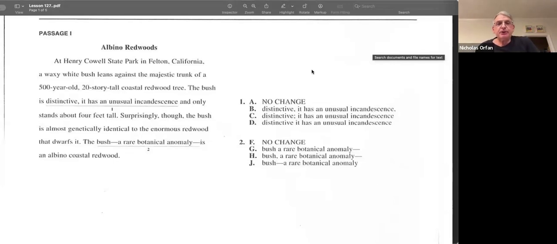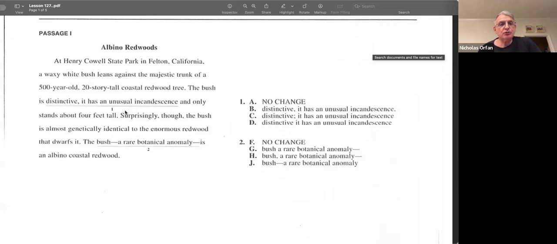At Henry Cowell State Park in Felton, California, a waxy white bush leans against the majestic trunk of a 500-year-old 20-story tall coastal redwood tree. The bush is distinctive. It has an unusual incandescence and only stands about 4 feet tall.